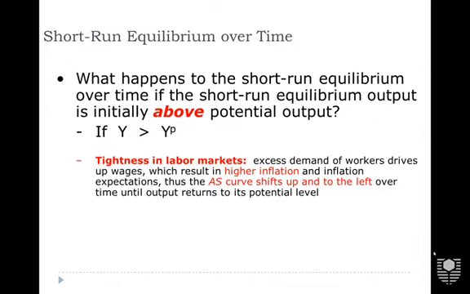So what happens then? When I'm producing more than the potential output level, it means I'm overutilizing my resources. Overutilizing my resources means there is a tightness in labor markets because there is an excess demand of workers. So I'm using all my workers, plus I'm using some to work overtime, plus I'm paying some workers higher wages to work on weekends and public holidays. Because there would be excess demand of workers in the market, this can drive up the wages, which can further result in higher inflation and inflation expectations.